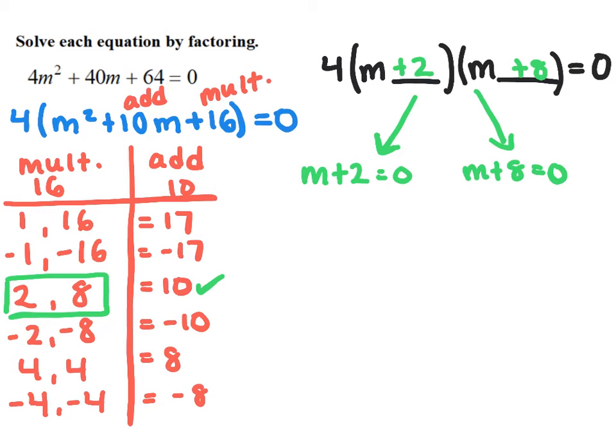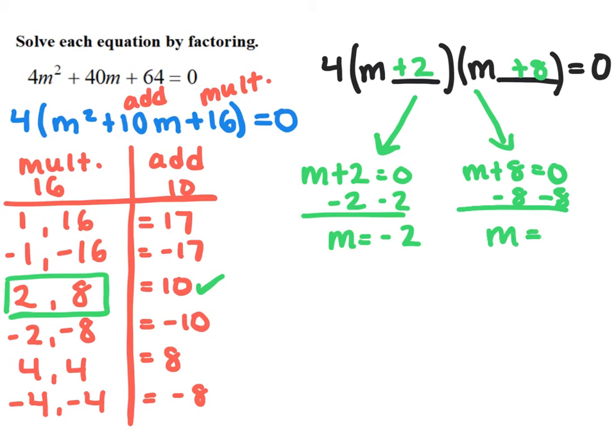To solve for the equation on the left, I subtract 2 to get m equals negative 2, and subtract 8 to get m equals negative 8. So the answer is m equals negative 2 or negative 8.